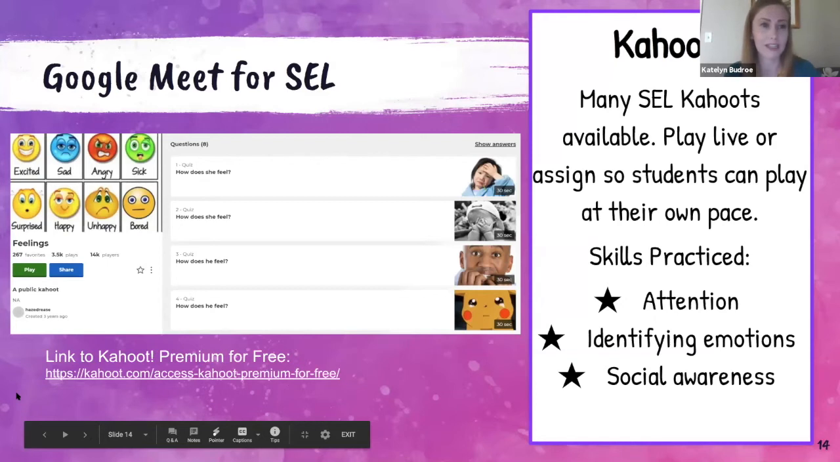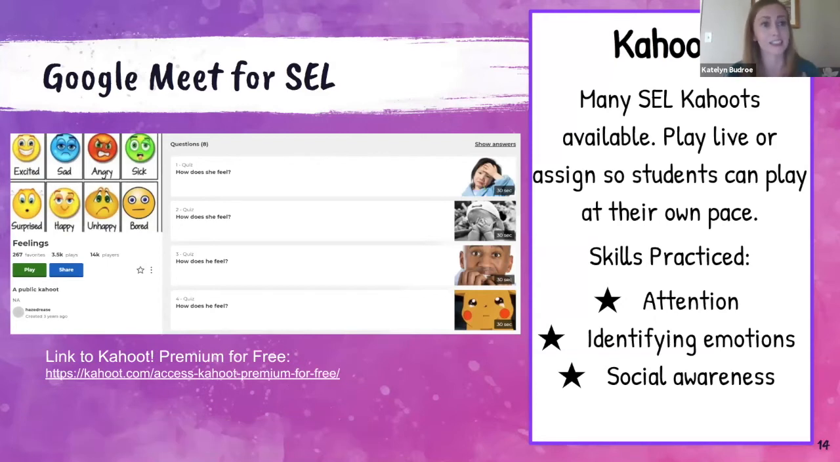Okay, and these are the Kahoots that we do. So whoever wins the Kahoot from the prior week gets to choose the Kahoot for the upcoming week. That's a new thing that we started, and the students absolutely love to play Kahoot. The great thing is right now you have it in Kahoot, so you could play live, or you can assign the Kahoot to the students to play at their own pace. We like to play live. I think it makes it a lot more exciting.